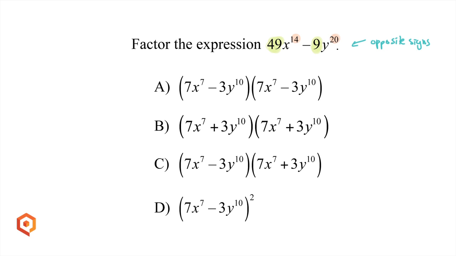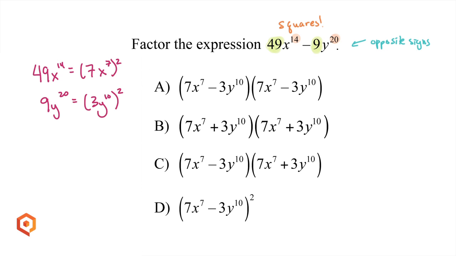Now all that we have to check is that the terms are perfect squares. The coefficients of 49 and 9 are perfect squares. Since the exponents on the variables are even, this means we have a difference of squares. 49x to the 14th can be rewritten as 7x to the 7th quantity squared, and 9y to the 20th can be rewritten as 3y to the 10th quantity squared.